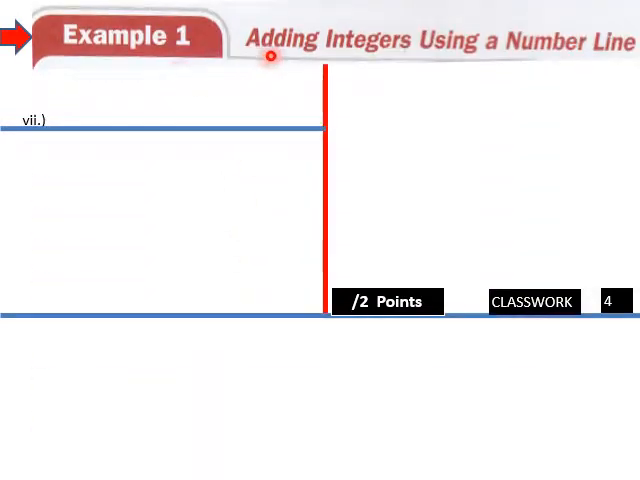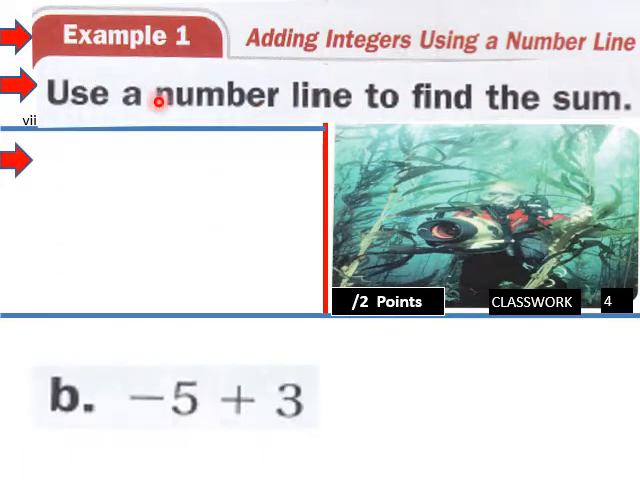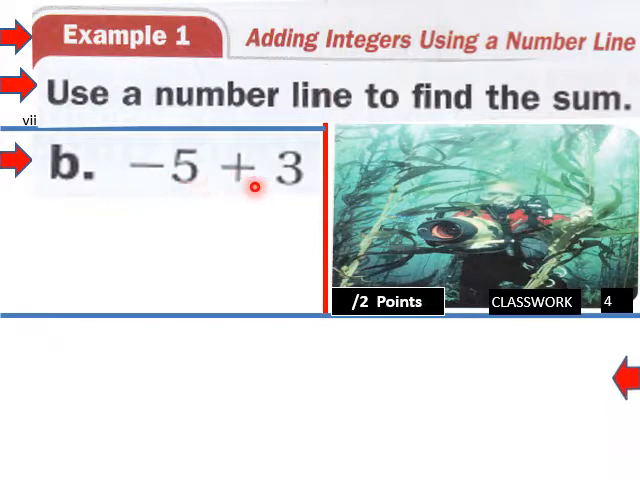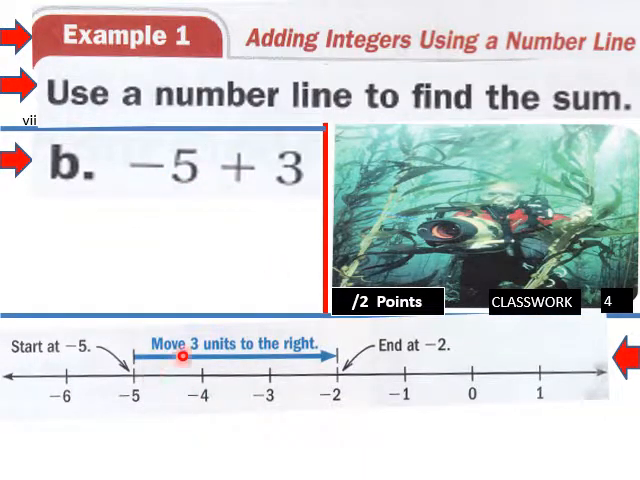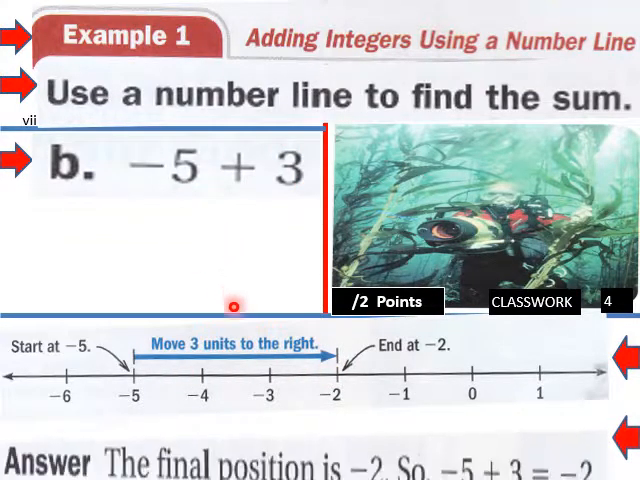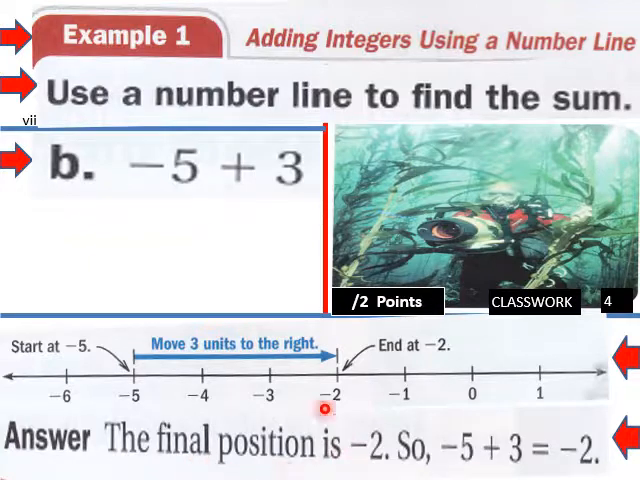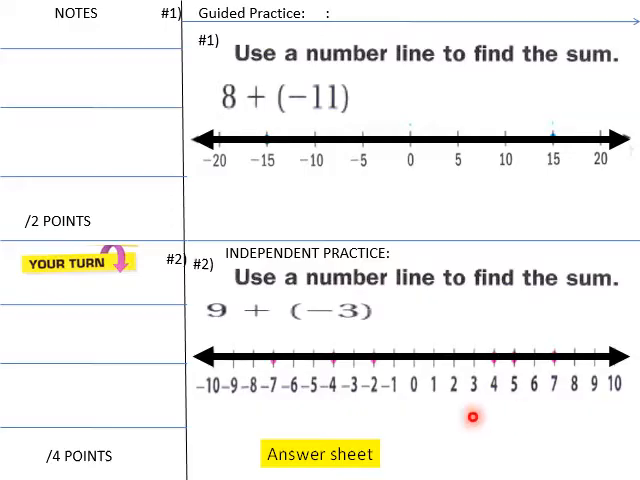Let's try another one, adding integers using a number line. -5 plus 3. We start at -5, then we go to the right 3 units, and we end at -2. That would be the way that you use a number line to solve this sum. So the final position is -2, so -5 plus 3 would be -2.